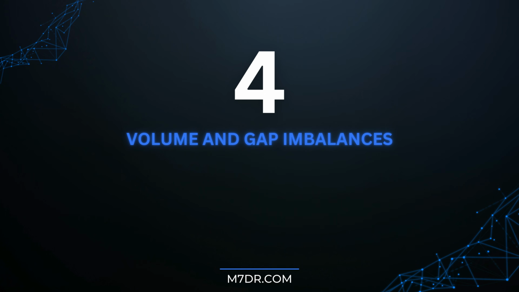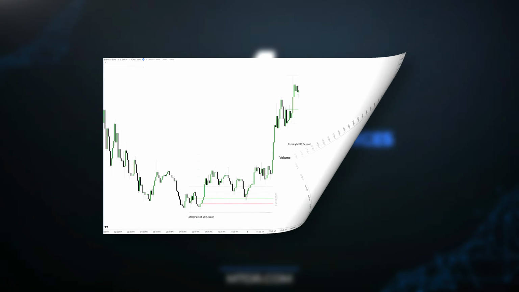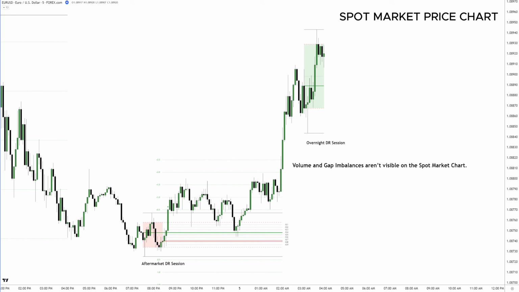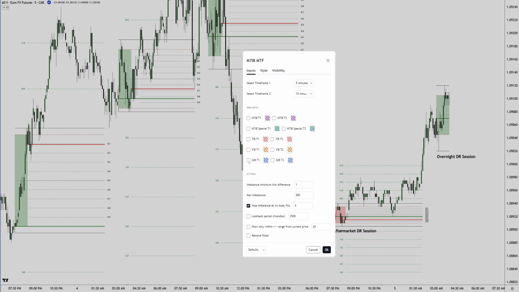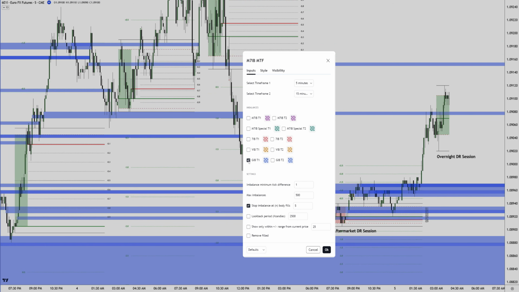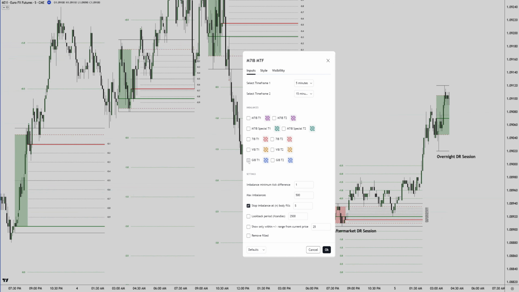Step 4 is highlighting volume and gap imbalances. Volume and gap imbalances play a significant role and can support a trade idea by helping to anticipate retracements or act as barriers for price. These details aren't visible on the spot market chart, so we switch back to the futures chart to identify them. Ideally, you have an indicator for that, which makes the process way faster. If you don't have that, no worries. You can highlight them manually.